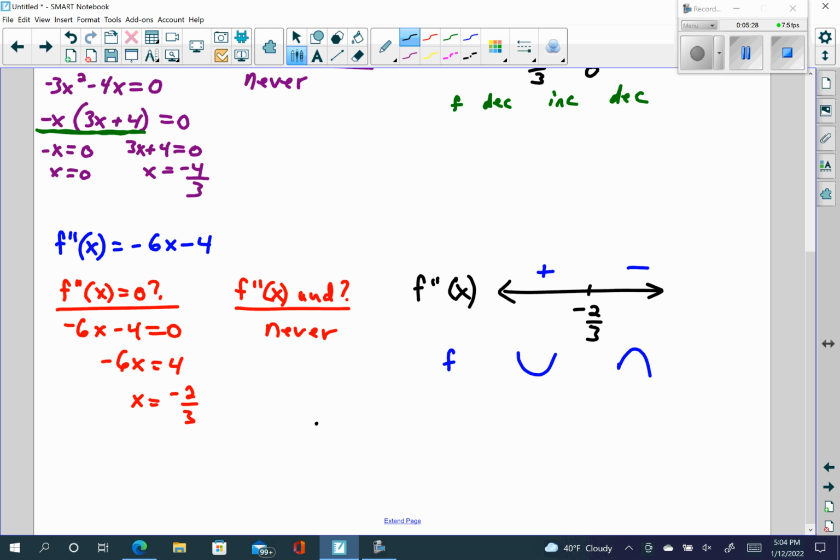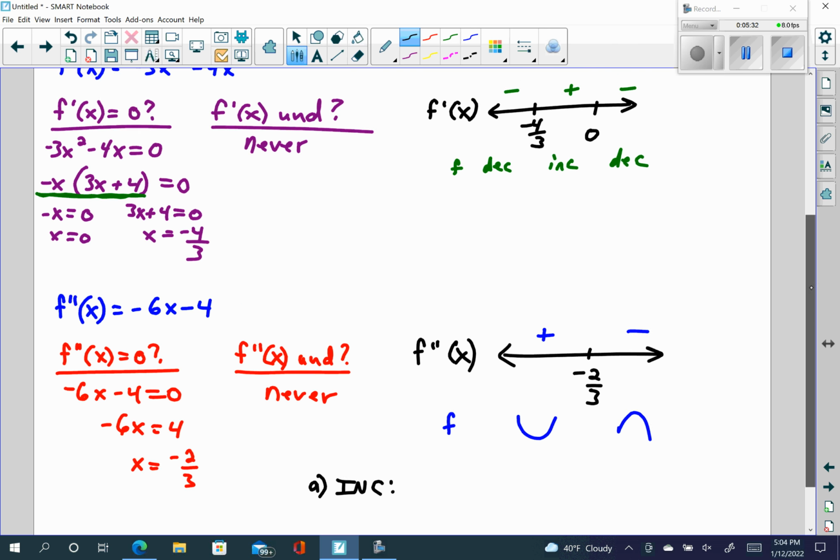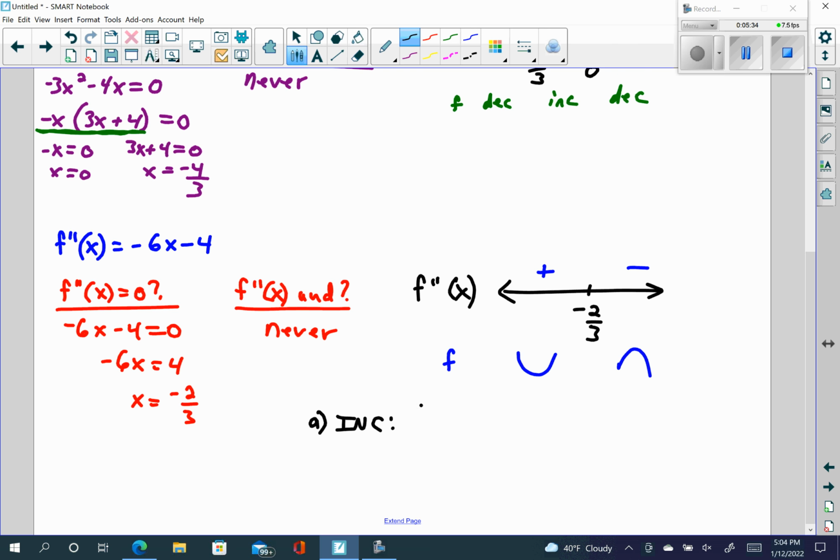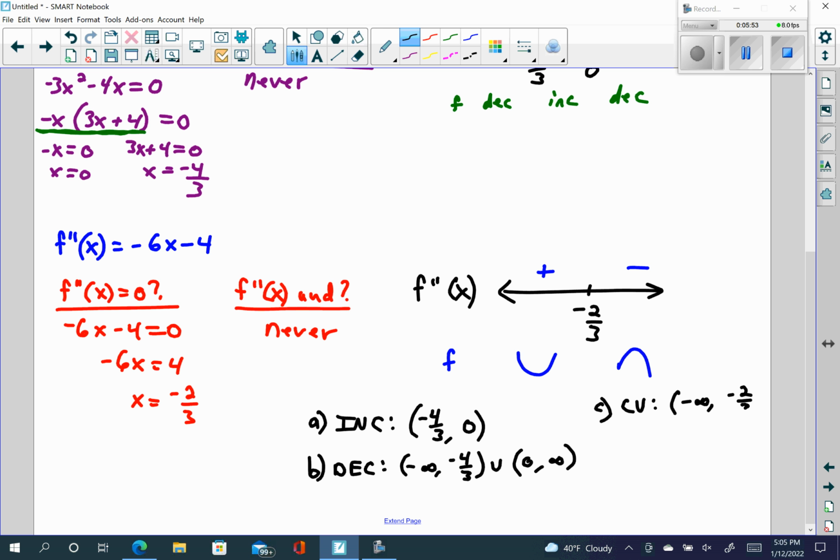So to answer each part, we'll say increasing. We go back up here: from negative 4/3 to 0. Decreasing from negative infinity to negative 4/3, and then from 0 to infinity. Concave up from negative infinity to negative 2/3. Concave down from negative 2/3 to infinity.